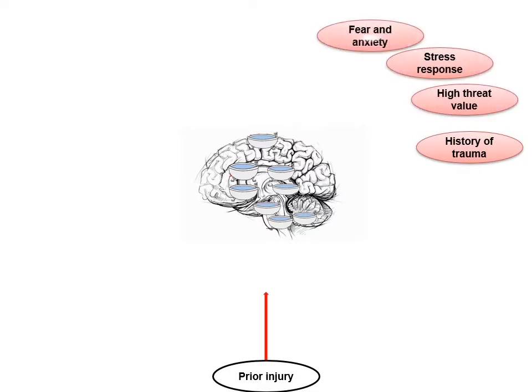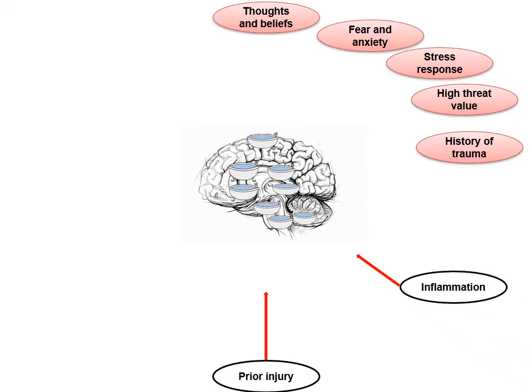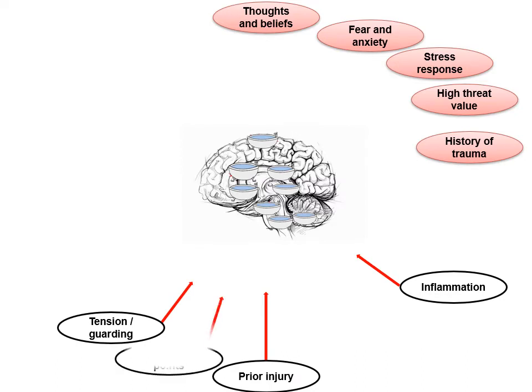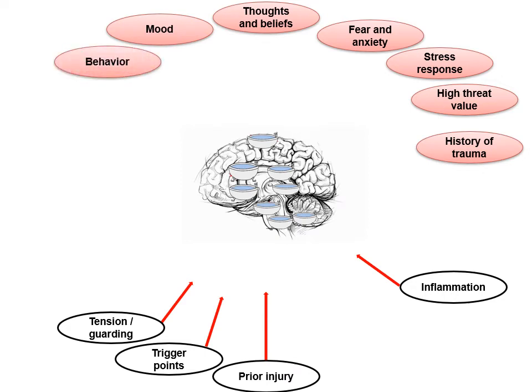as well. Thoughts and beliefs increase stress, fear, and anxiety levels. Inflammatory responses are activated, increasing nociception. Protective tension and guarding are maintained, also increasing nociception. Tender points develop within the muscles, which increase nociception. Thoughts and beliefs in a constant pain cycle affect mood, creating cycles of frustration and anger or depression. And all of these together also affect our behavior. And guess what? Behavior will affect everything else.